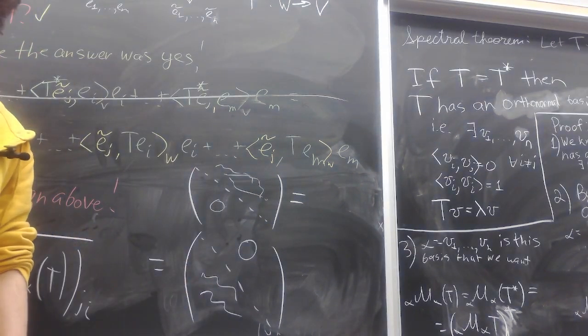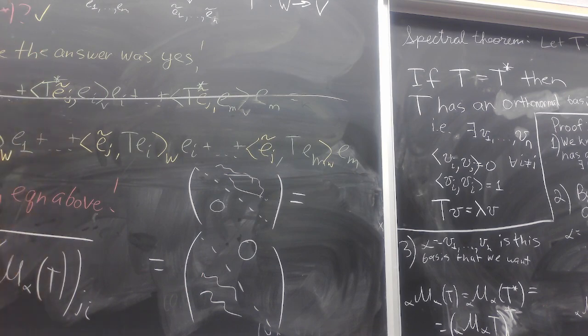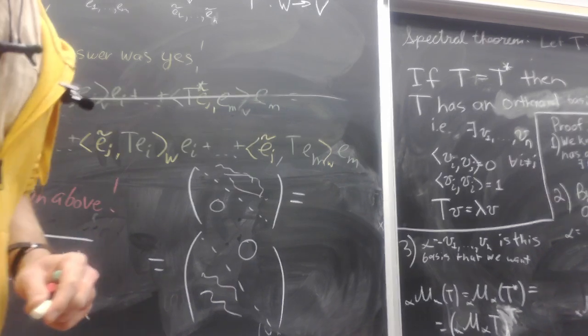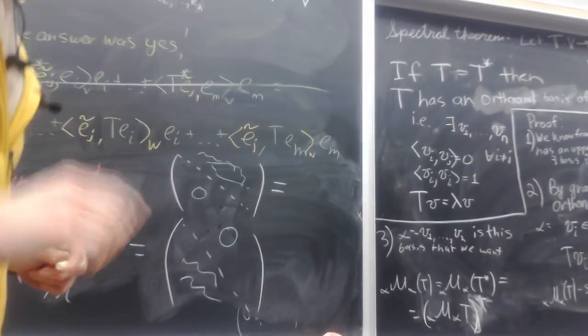Wait, is that what it means when you write a conjugate bar over the whole thing? Yes, every individual entry is conjugated. Okay, that makes sense. Yeah, that's a good question.